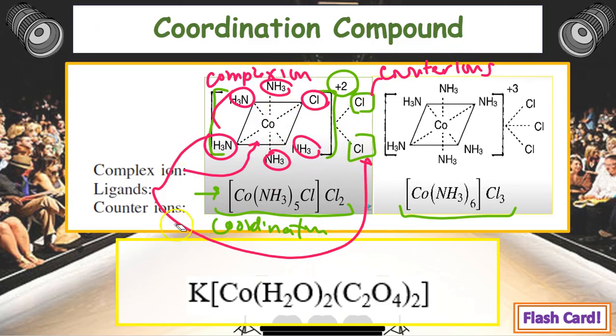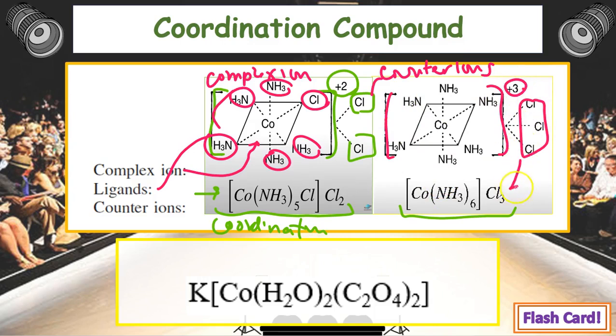Okay, you can also do the same thing with the other compound that we saw from Werner. You have our complex ion here with a +3 charge, so we need 3 counter ions to balance out that charge. And once the charge is balanced, you can write out your coordination compound.